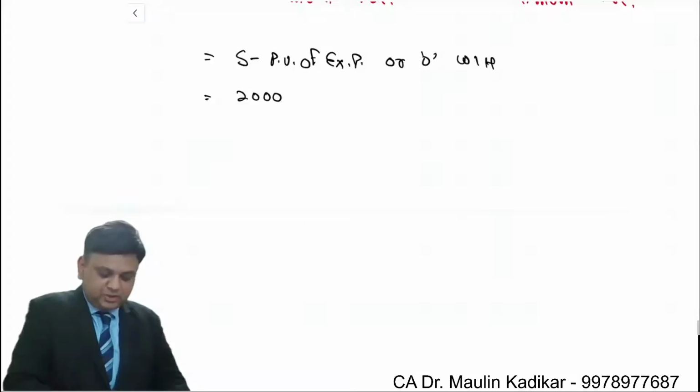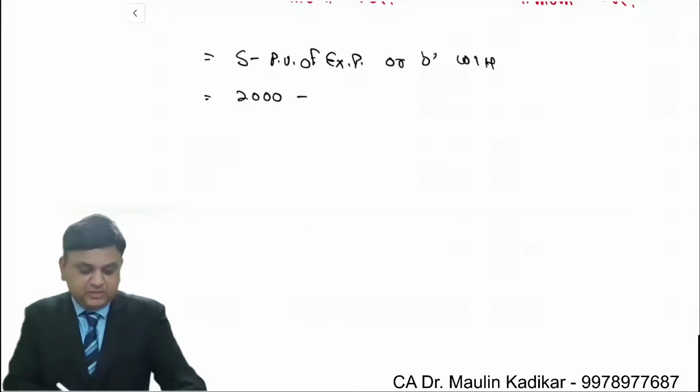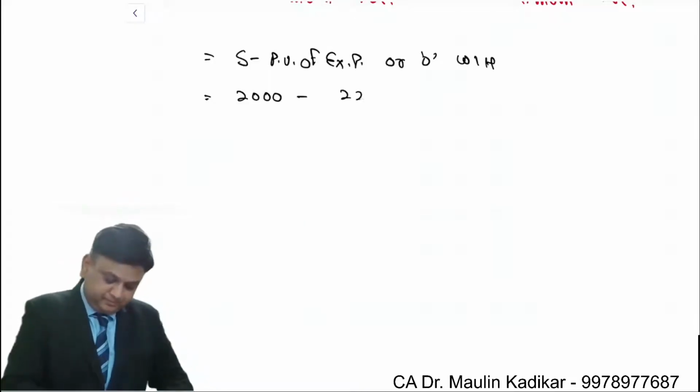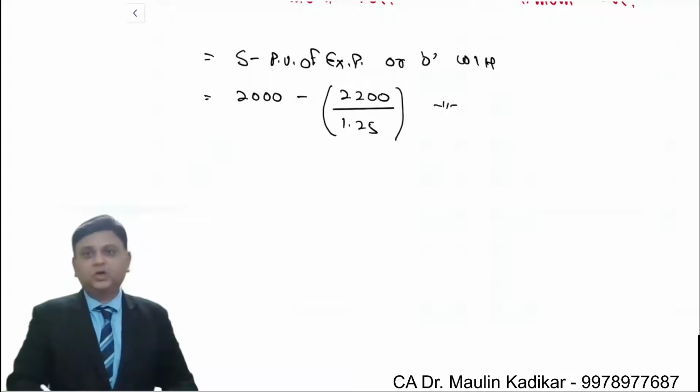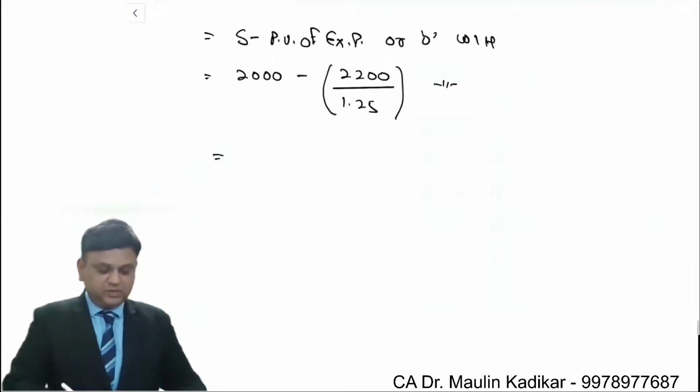The spot price of the security is 2000. The exercise price of the option is 2200, divided by 1.25, which converts it into present value terms. Or 0, whichever is higher. So we understand it here.